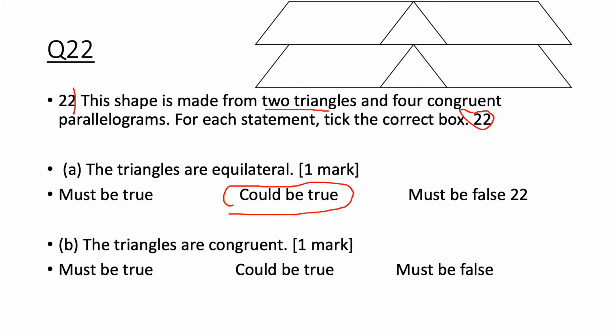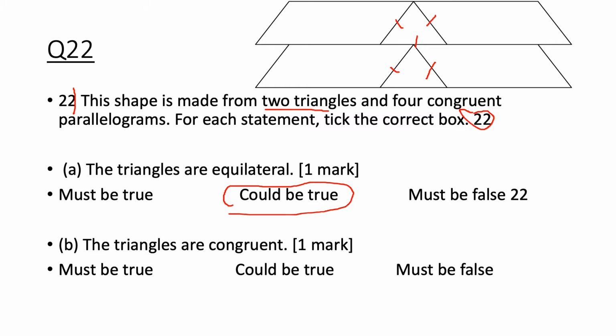But one could be isosceles, and then one could be equilateral. Okay, so that is that one there.